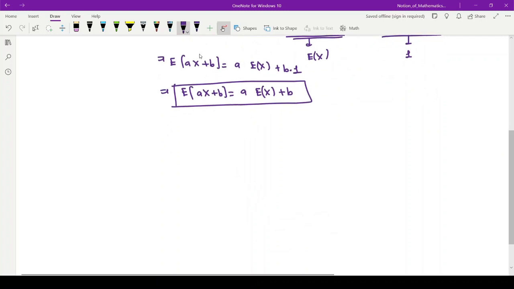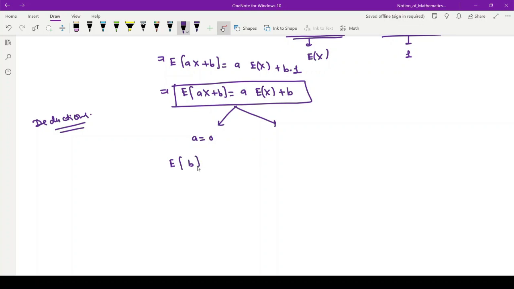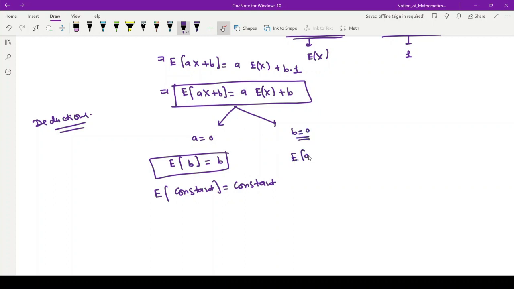There are some deductions from this particular formula. If I consider a equal to 0, what will I get? Expectation of b is just b. It means expectation of any constant is the same constant. And if I consider b equal to 0, I will get expectation of ax is a into expectation of x. This is our next formula.